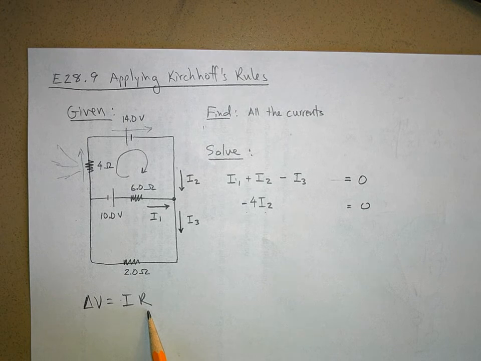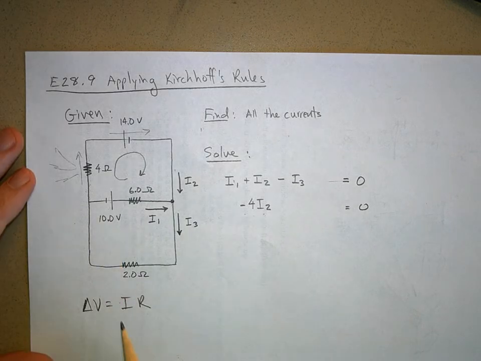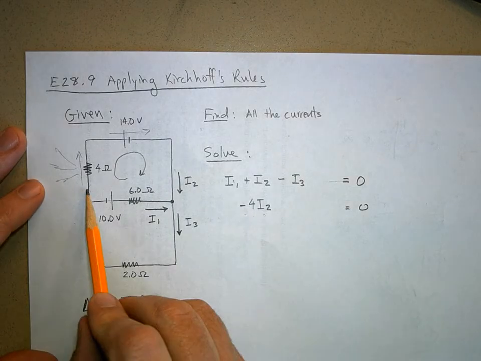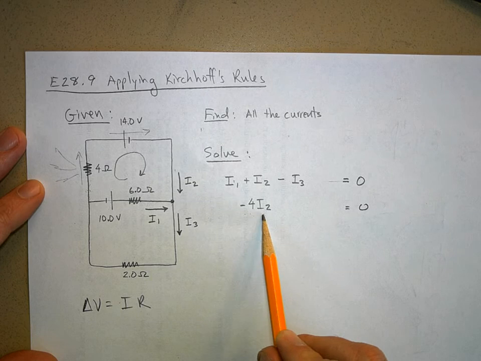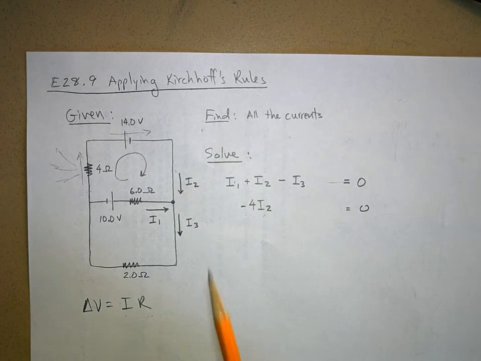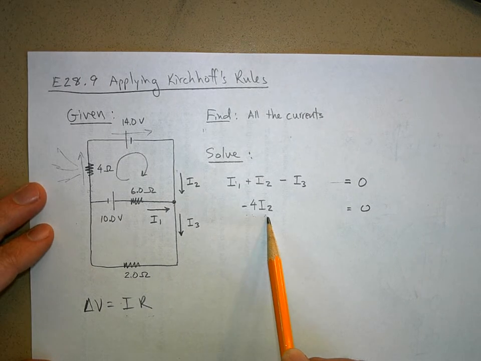Current times resistance. Now this is one of the few times I'm going to leave units out of my equation as I solve it, because this gets really cluttered and I want to keep it nice and clean. So make sure you understand what units you're using as you go through this. Minus 4I2. This is R times I. Usually you go I times R, but it doesn't matter. I'm going to go R times I, because think of this as a coefficient in front of this unknown.